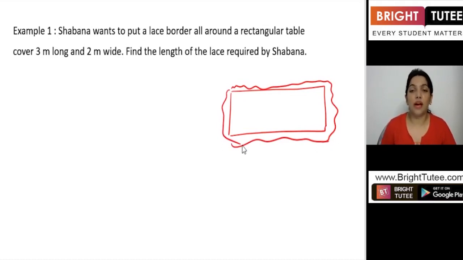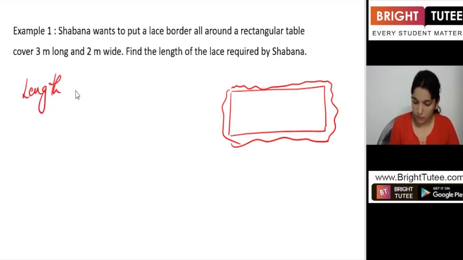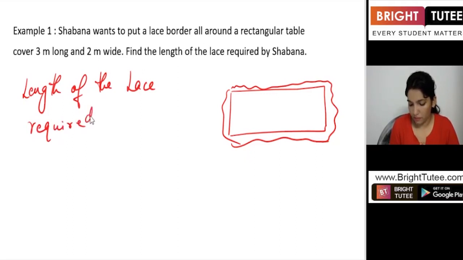Okay, so we are required to find how much lace she needs to put, which is the perimeter or length of this particular lace. The length of the lace is basically the perimeter because you are going to put it all around the shape, right? So let us find it out. Let us write the length of the lace required.